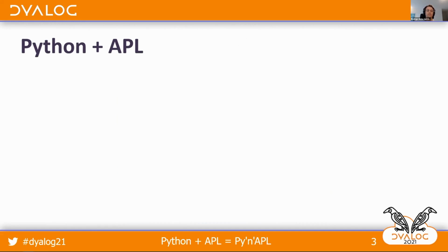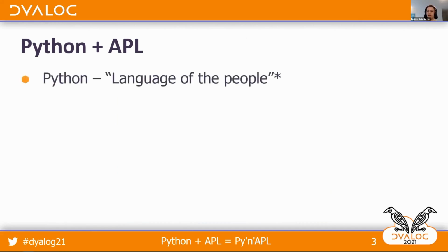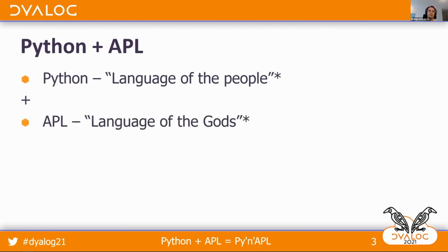And now, so Python, I'm describing it here as the language of the people. And if I take it and combine it with APL, that I'm describing here as the language of the gods, I will get Py'n'APL, which is the focus of this presentation. Now, an important disclaimer is that these two short descriptions are my own views, and I don't mean these two things as opposing views. So I'm not trying to oppose Python to APL. I'm just putting them side by side.